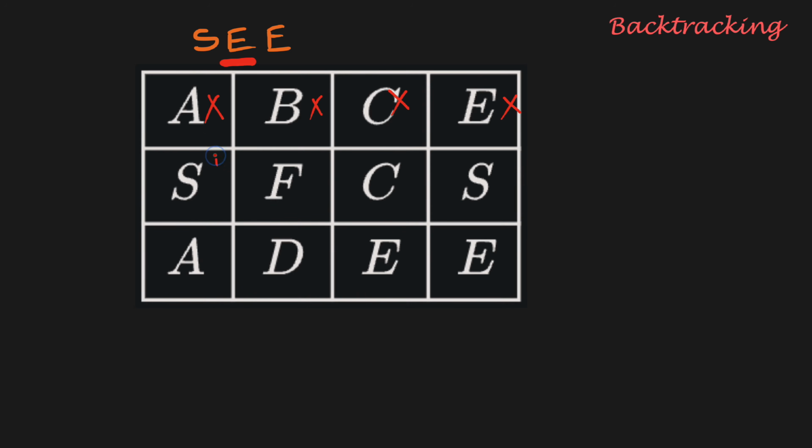So if we go up, we see character A, which does not match E. And same is the case if we go down or right. And if we go left, we go out of bounds. So we couldn't find any E adjacent to S. So we will backtrack and move the index to the previous character S.